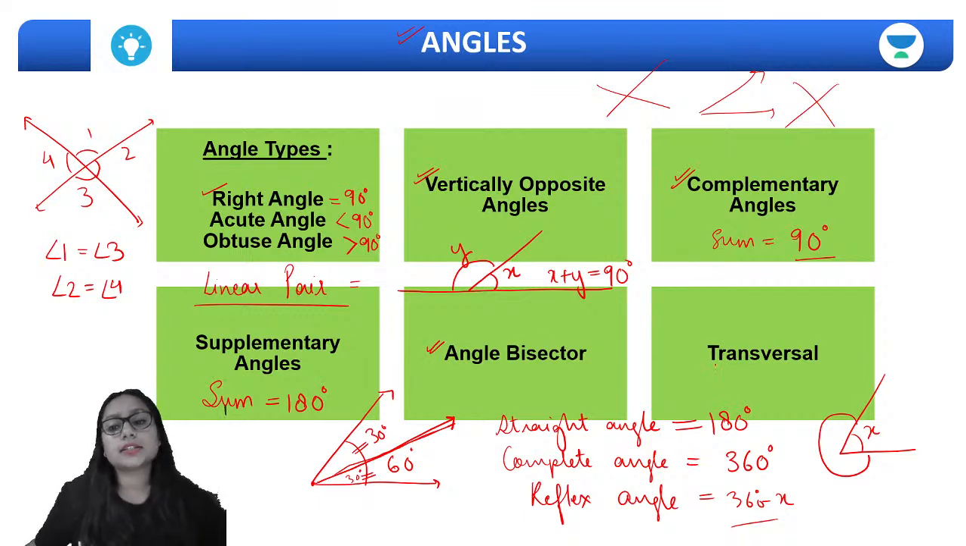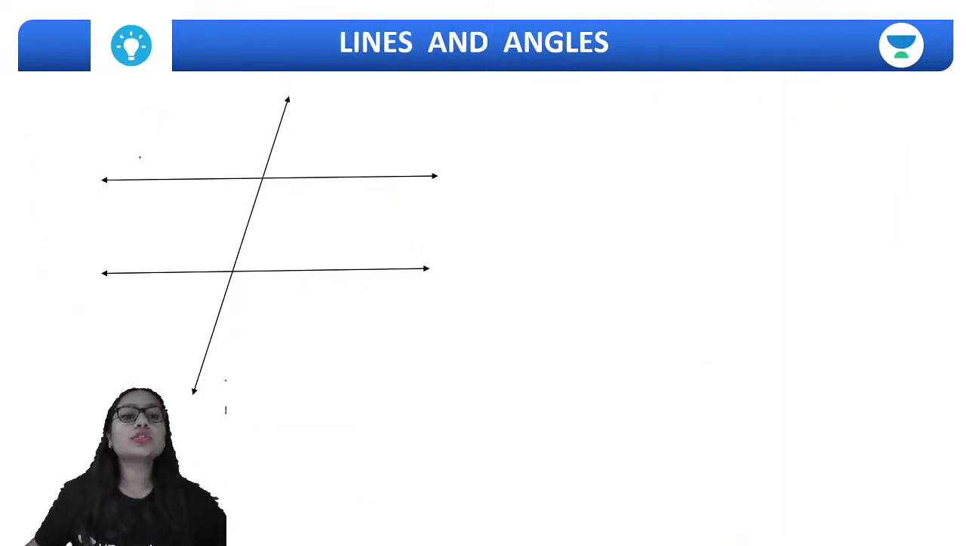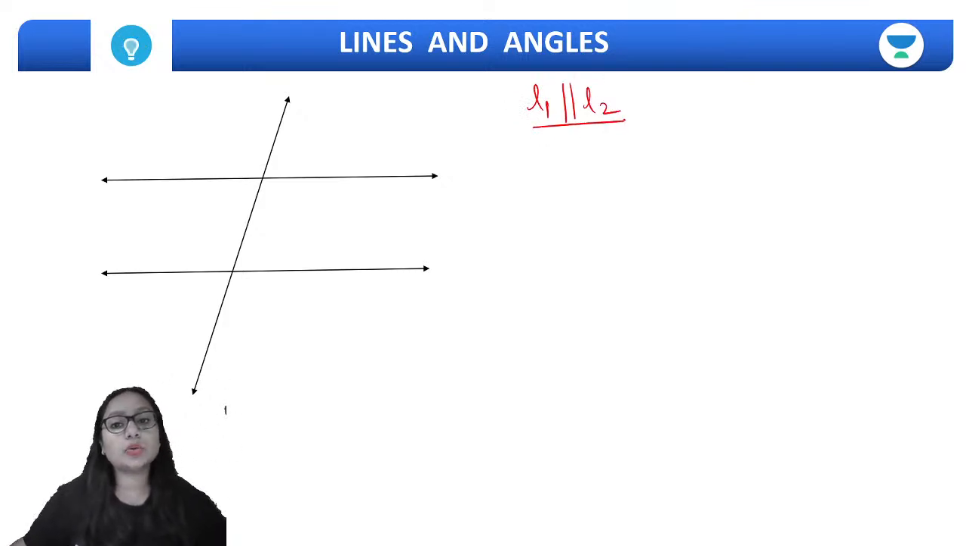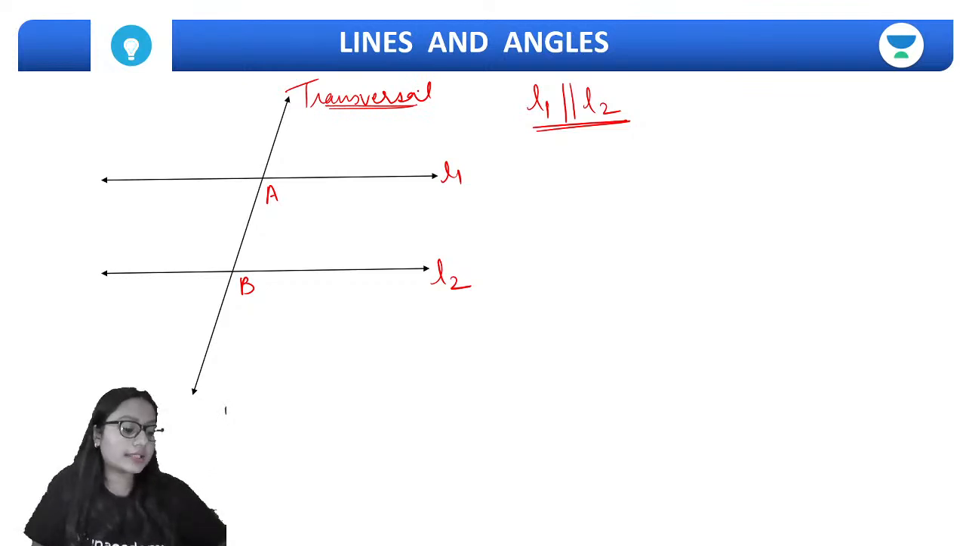Now this is a term that we are going to discuss: what is a transversal? Let us discuss this in detail. If I have a pair of parallel lines, L1 parallel to L2, and I draw any third line which intersects lines L1 and L2 at two points, then this line is known as the transversal. So this is what I have now.